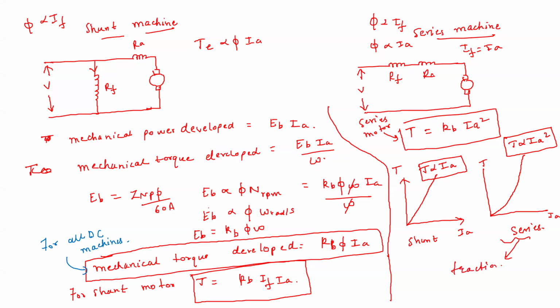And as I said, the series motor cannot be started at no load condition. Because when the engine is there, it is connected to various coaches also. So you see, the train is never started at no load, right? There is always a load connected. So for traction applications, it is preferred.